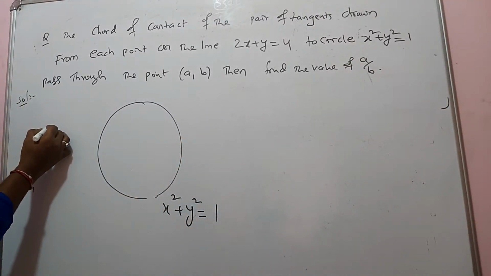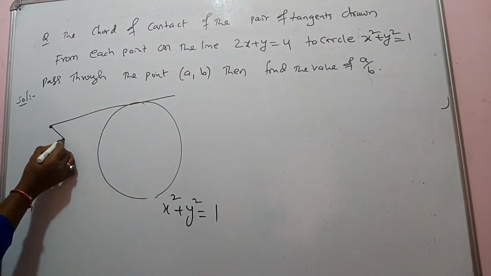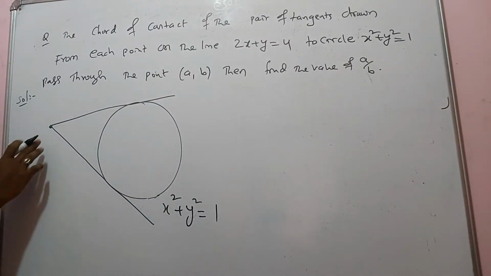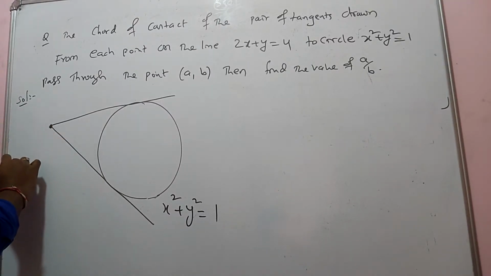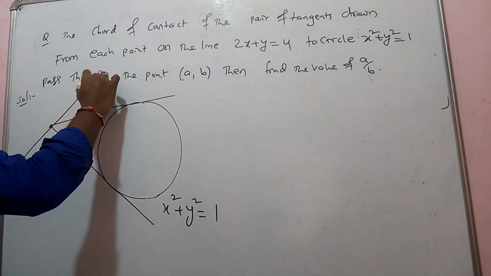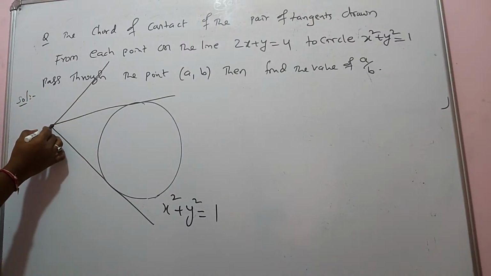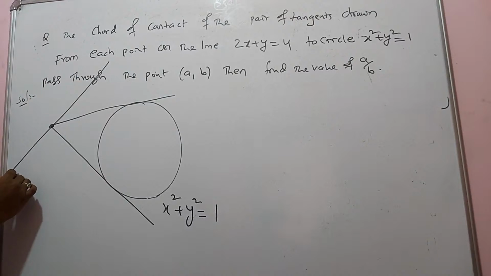And what it is saying here is, from an external point you have drawn the pair of tangents. What are they saying here? So if you are drawing this, then this point is passing through a line. Whenever you draw this pair of tangents, this point is passing through a line, that is 2x plus y is equal to 4.